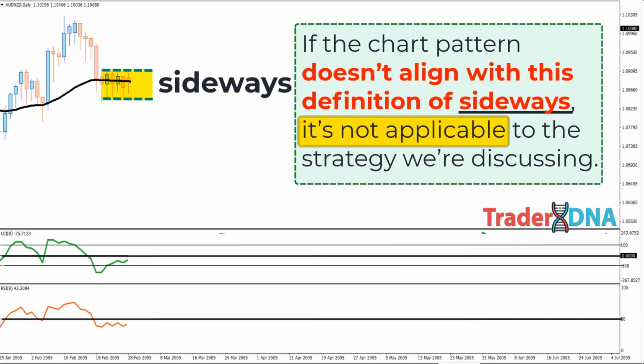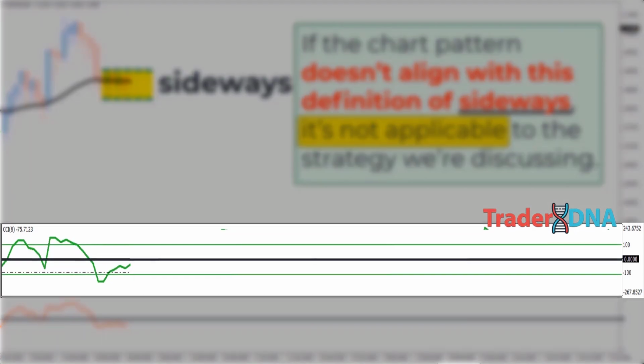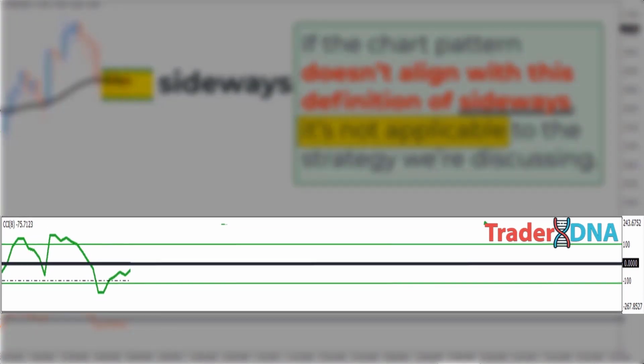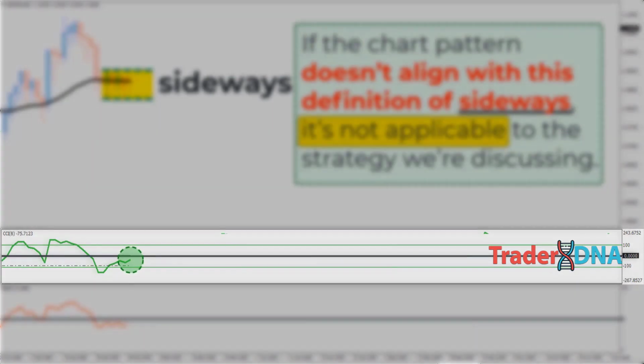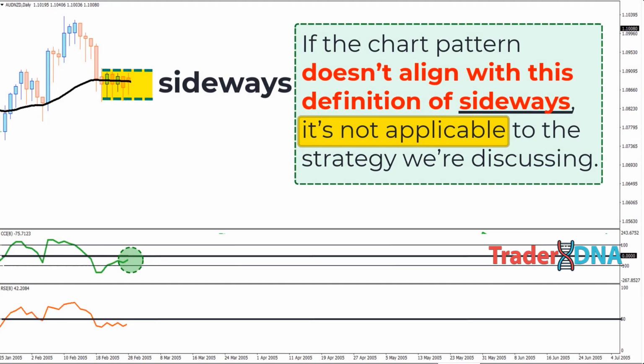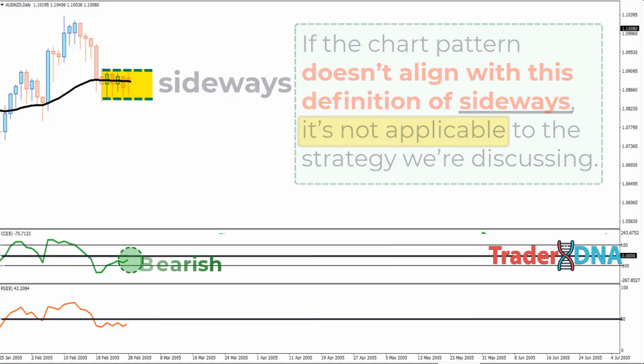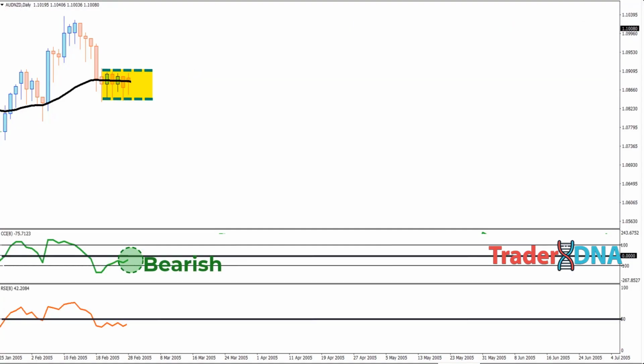Next, let's shift our analysis to the CCI Commodity Channel Index window. Here we can clearly observe that the CCI line is below the 0 level, which strongly suggests that the market is leaning toward a bearish trend. This is an important clue that indicates the market is likely to transition into a strong bearish phase.